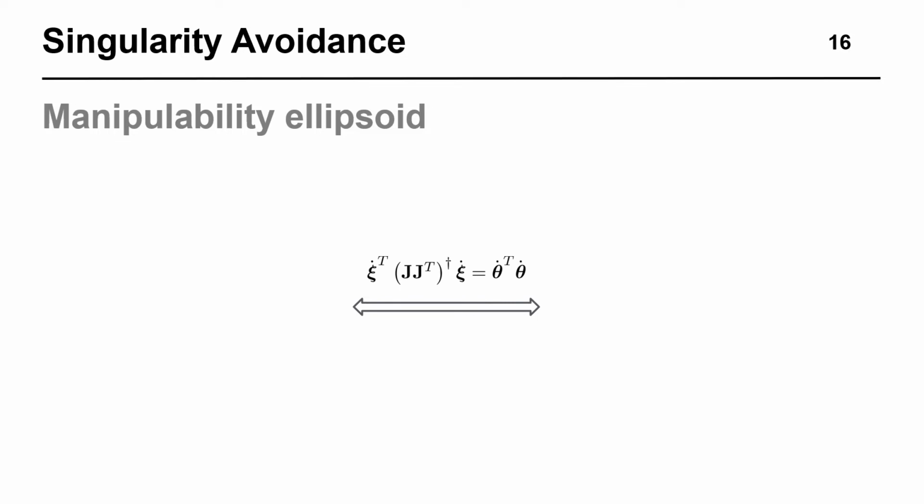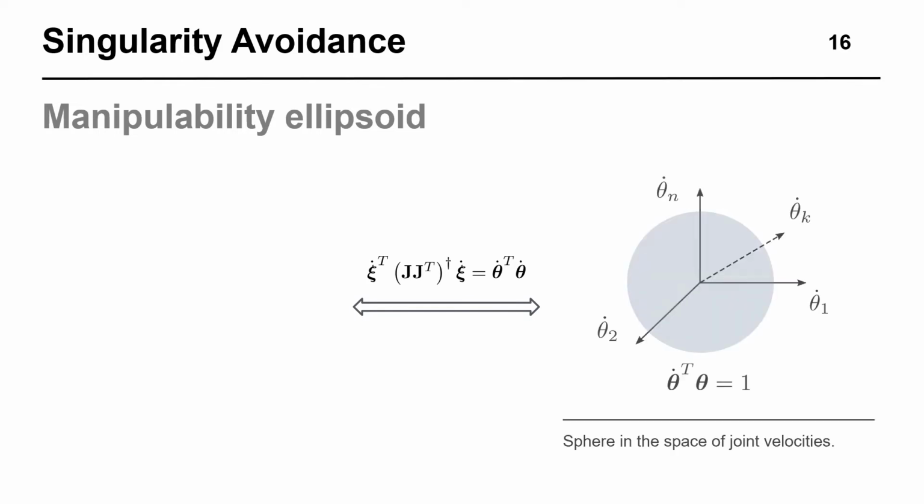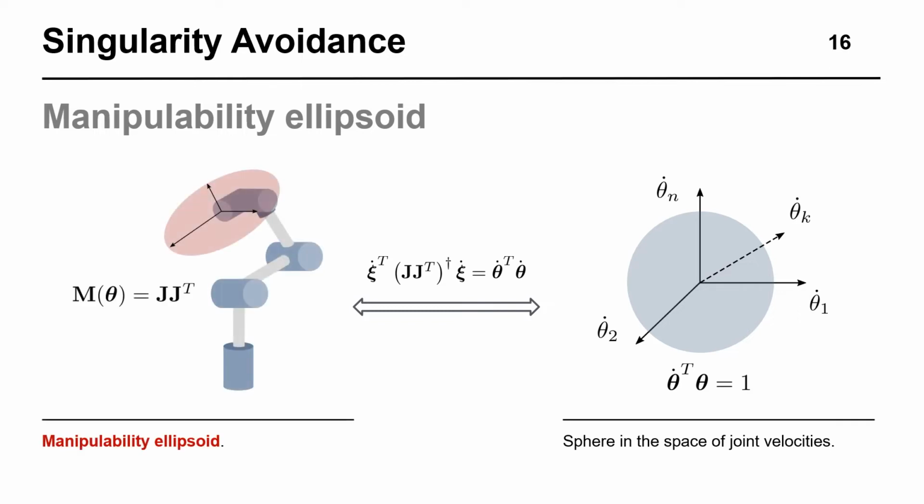First, we can equate the right side of the identity to a unit sphere in the space of joint velocities. Interpreting the left side of the equation, we can see that this sphere maps into an ellipsoid in the operational space. This ellipsoid is known as the manipulability ellipsoid, and its shape and size are strictly a function of the robot's Jacobian at a given configuration.